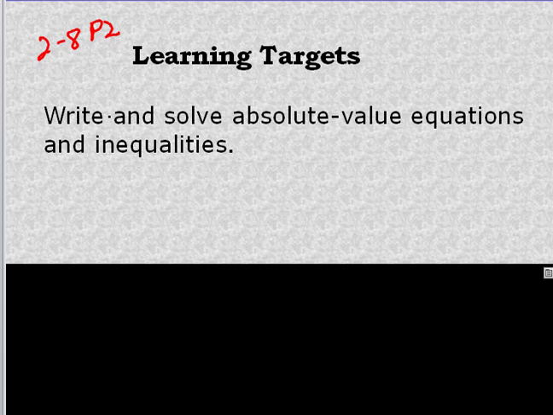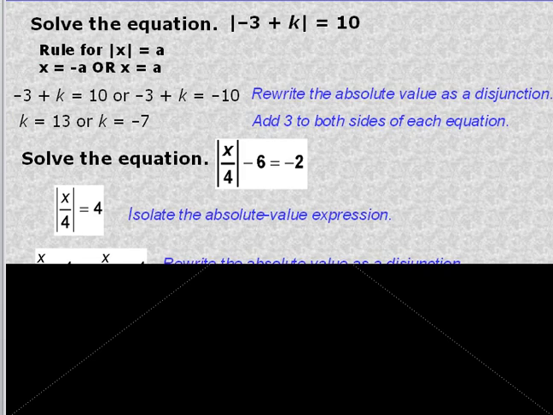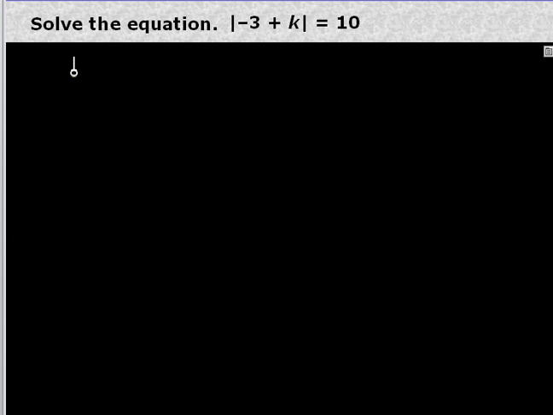Today we're covering 2-8 part 2. We're going to finish absolute value functions and inequalities. So we are going to write and solve absolute value equations and inequalities. We started looking at it last time, what it means to have the absolute value of x equals a value, the absolute value of x is greater than, and the absolute value of x is less than. So we're going to actually solve some more complicated problems.